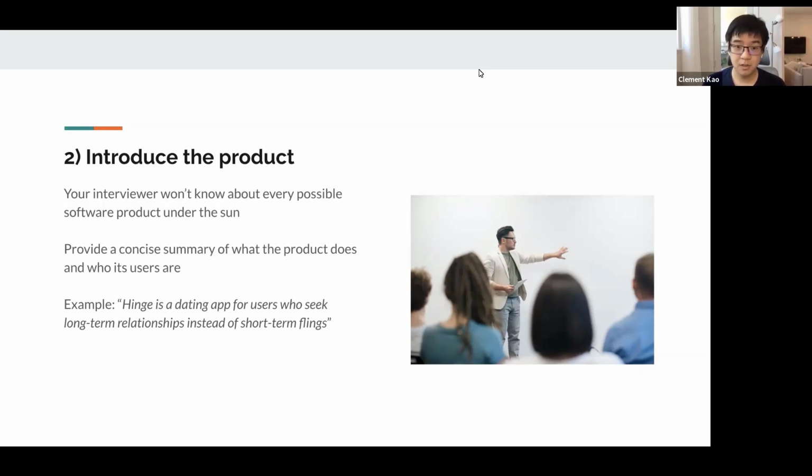As an example, you could talk all day about all the different features that Google Maps has, but that's not the point. The point is to quickly summarize what it does and who it serves. So now we've introduced the product to our interviewer.